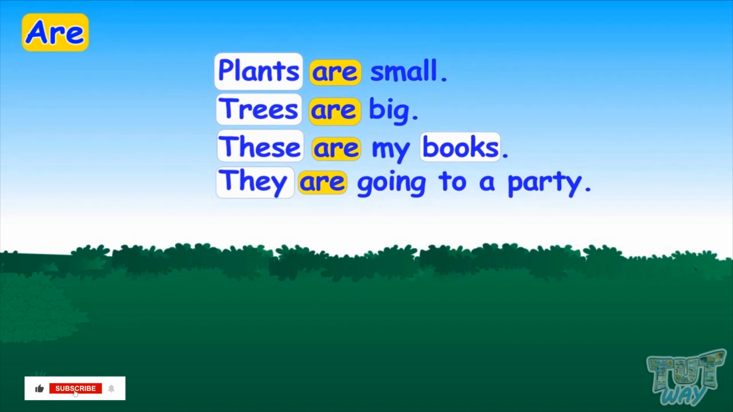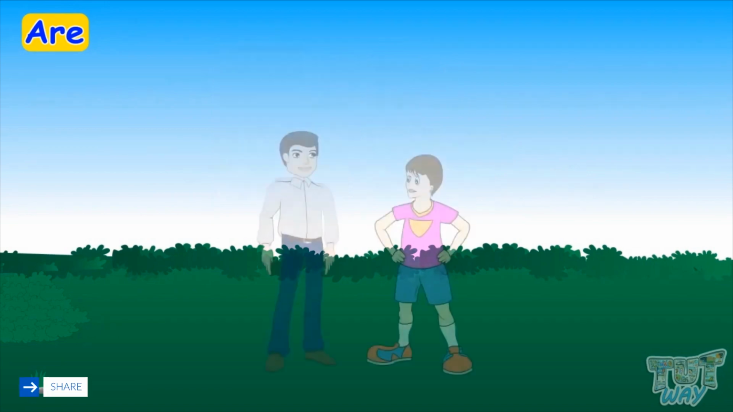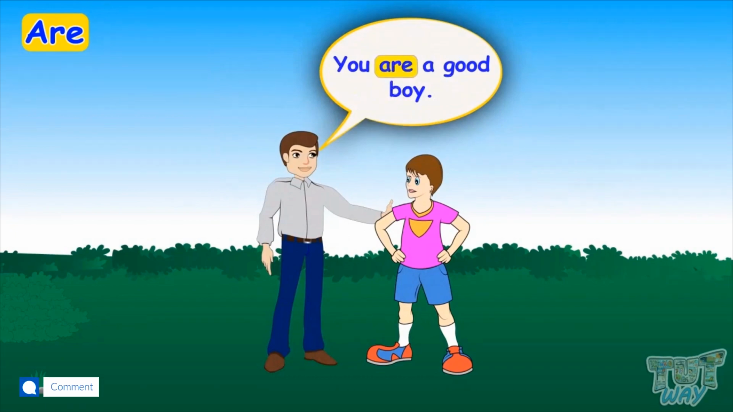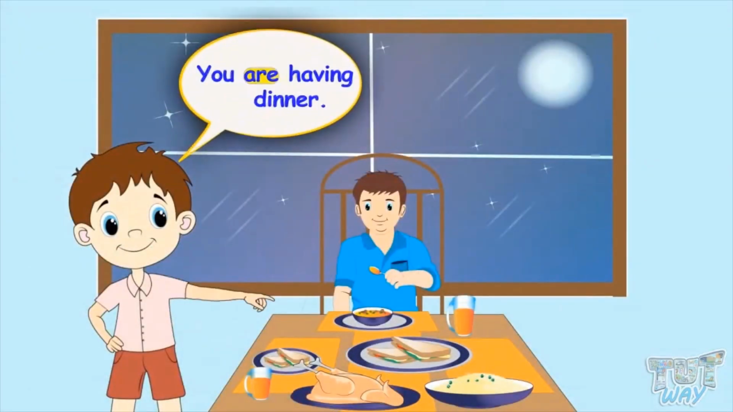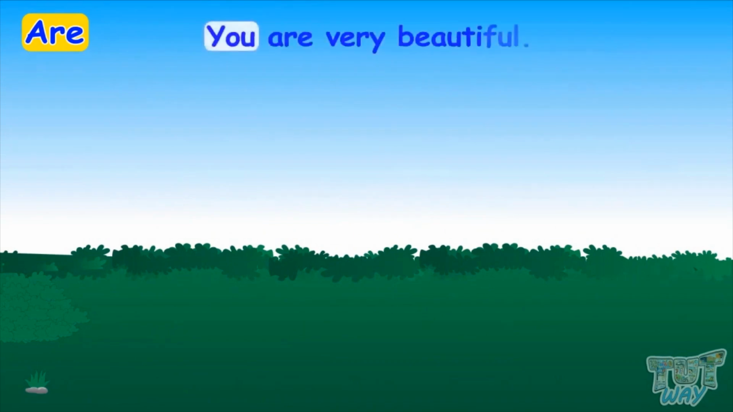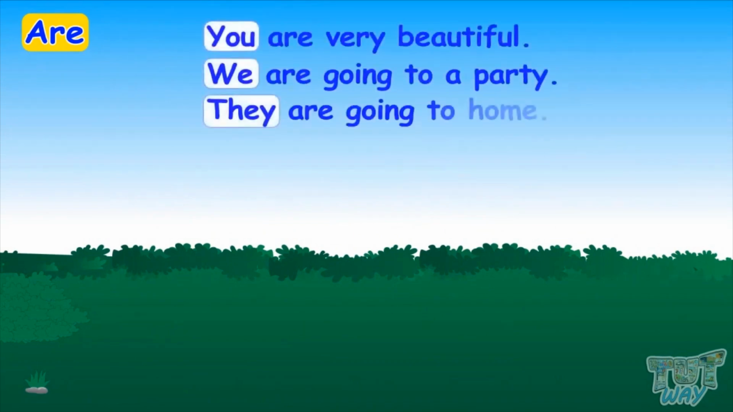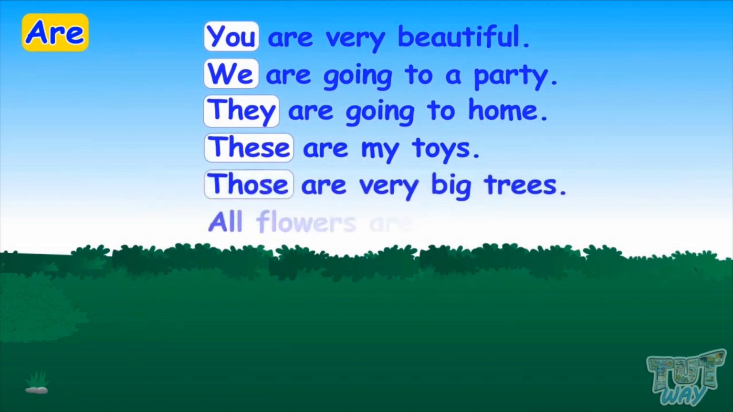One thing you need to remember here is that are is always used with plural naming words, as well as with you. You are a good boy. You are having dinner. Are is used with you also. Let's revise. We use are with you, we, they, these, those, and all plural naming words.